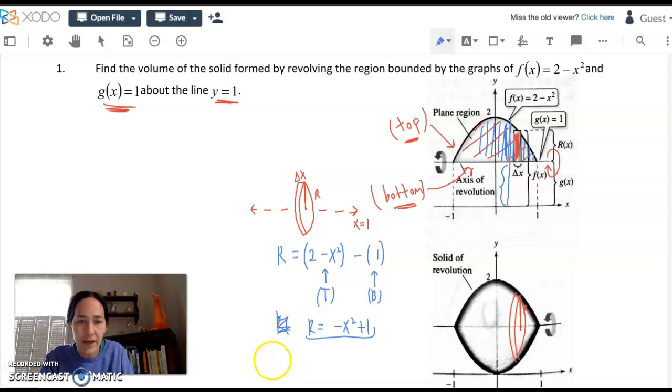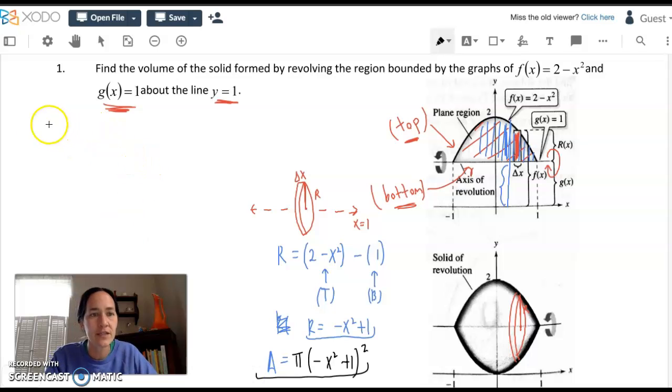Okay, can you plug that into area equals pi r squared? That's the next step. So we'll call it pi, and then this radius, negative x squared, top function minus bottom function, plus 1, squared for a pi r squared. Okay, I think we are good to go. This is going to take a little bit more simplifying.